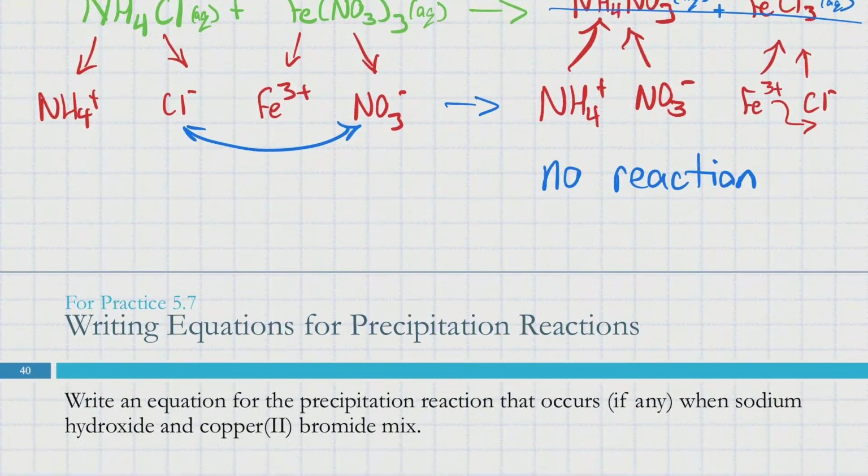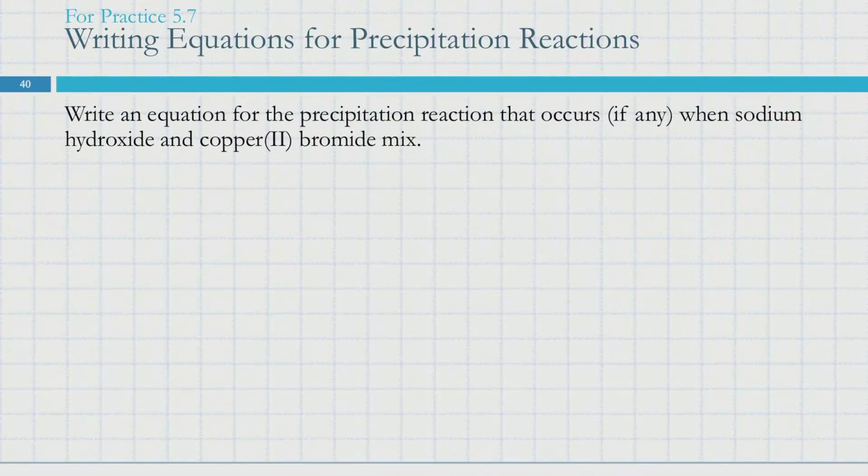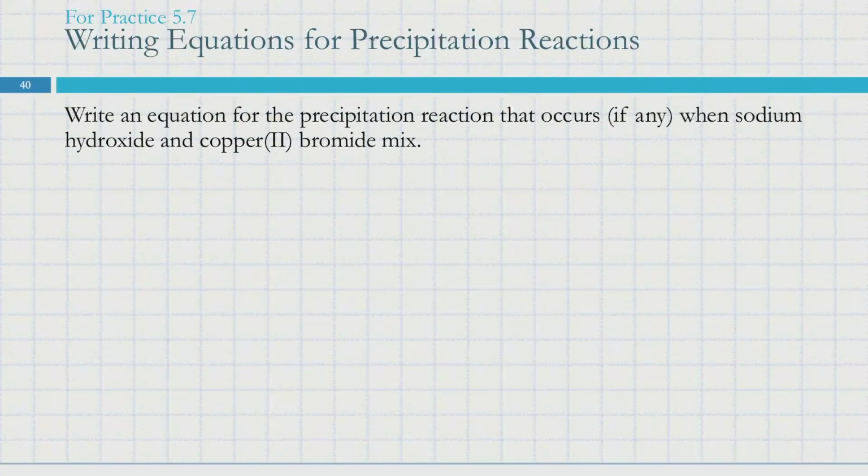Almost there. Okay, so we want to write the equation for the precipitation reaction that occurs, if any, when sodium hydroxide and copper 2 bromide mix. So sodium hydroxide, sodium, and our hydroxide is OH. Those combine in a 1-to-1 because it's 1 plus and 1 minus. And we've got copper 2 bromide. Copper is Cu. It's got a 2 plus. Bromide's got a 1 minus. So it's CuBr2.